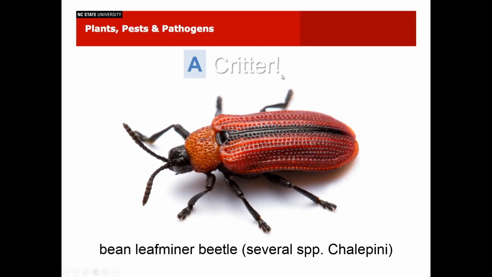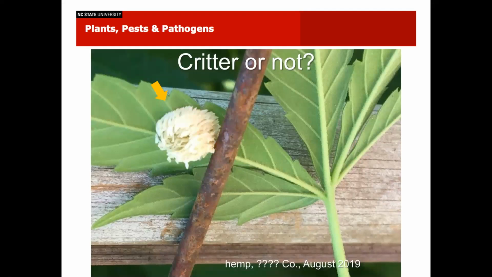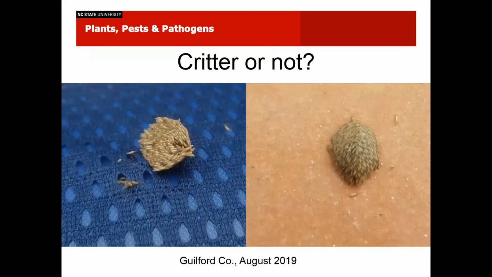All right. Okay, next one. All right, critter or not. This was on hemp. I'm not sure what county it was from. It was sent in by email to me. And this is on the underside of the hemp leaf. Now, I don't know if I should move on to the next slide, but something similar right here. Okay, so critter or not.